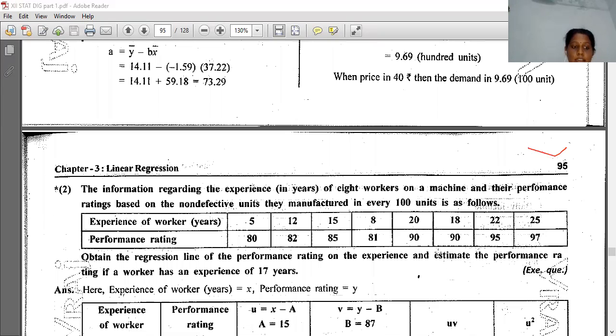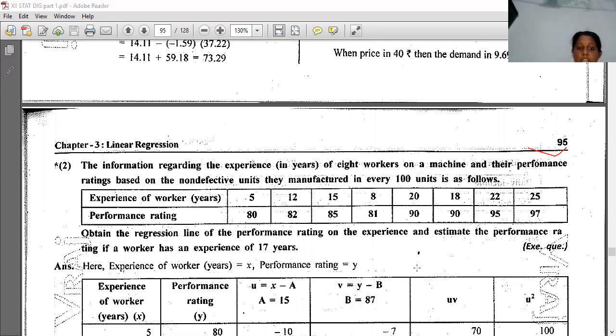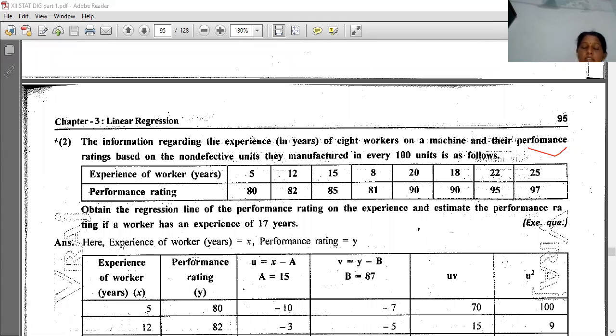Okay. Now let's see question number 2. The information regarding the experience in years of 8 workers on a machine and their performance rating, based on non-defective units they manufactured in every 100 units, is as follows. Now the first column is X, that is experience of workers in years, and performance rating, that is Y. Now you have to obtain the regression line of the performance rating on the experience, and estimate the performance rating if a worker has an experience of 17 years, that 17 years is X.